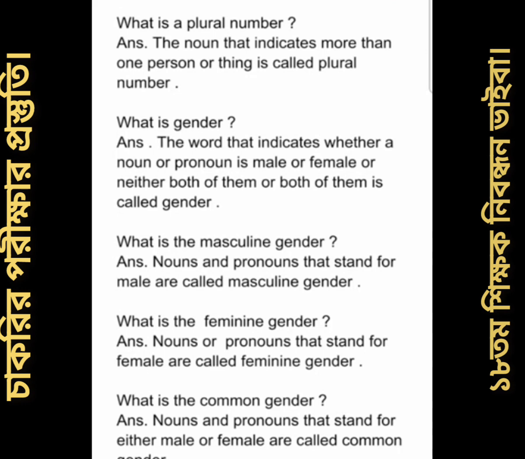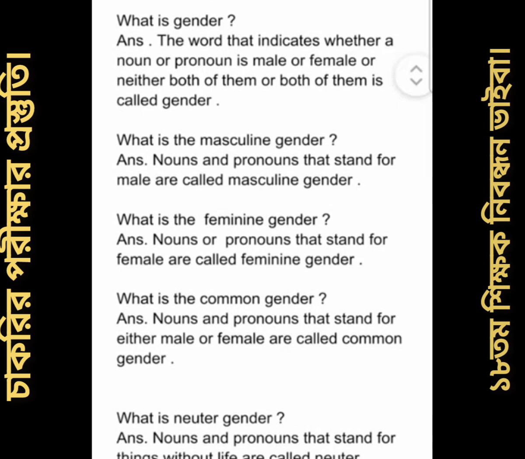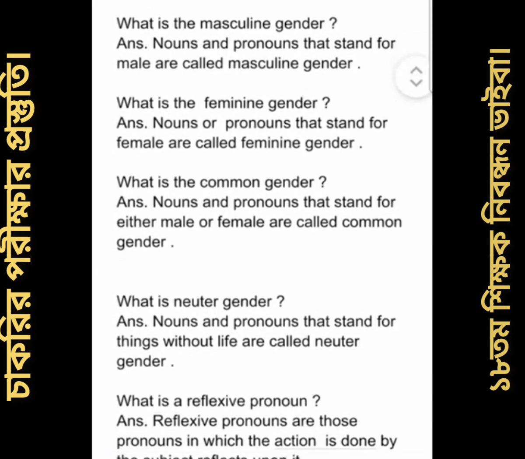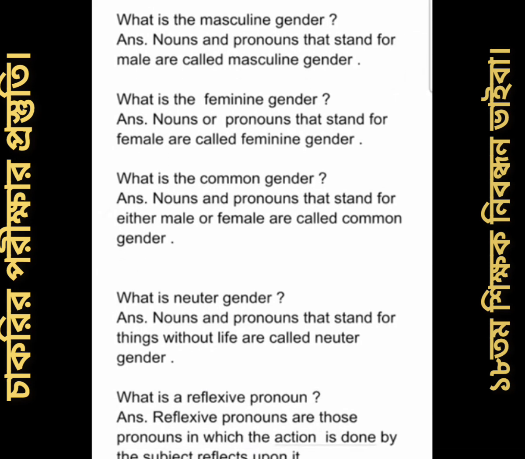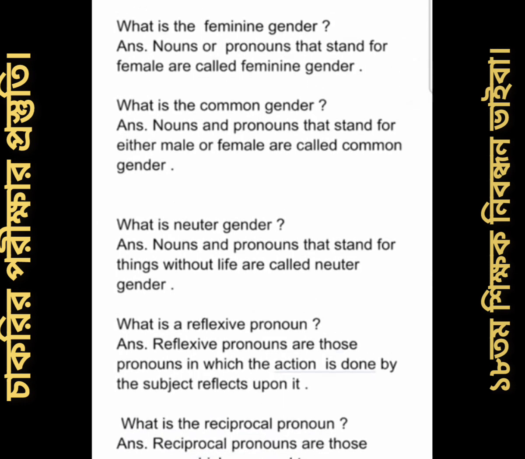What is plural number? The noun that indicates more than one person or thing is called plural number. What is gender? The word that indicates whether a noun or pronoun is male or female or neither or both of them is called gender. What is masculine gender? Nouns and pronouns that stand for male are called masculine gender. What is feminine gender? Nouns or pronouns that stand for female are called feminine gender.